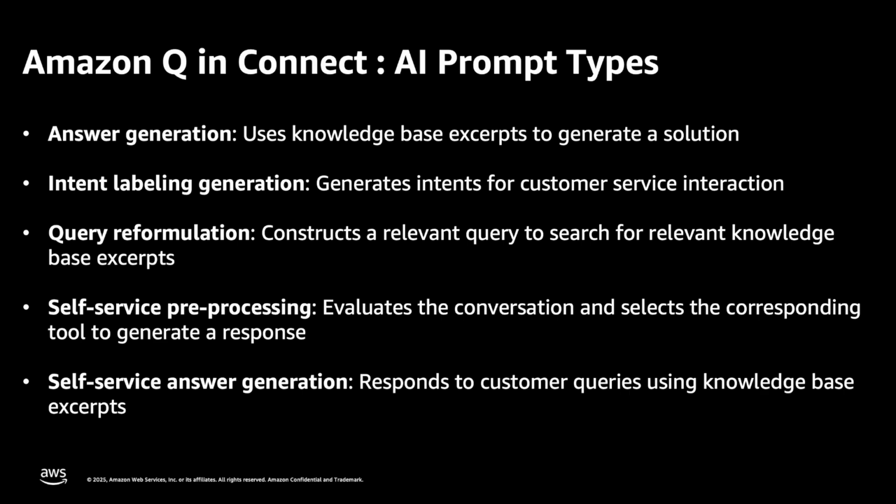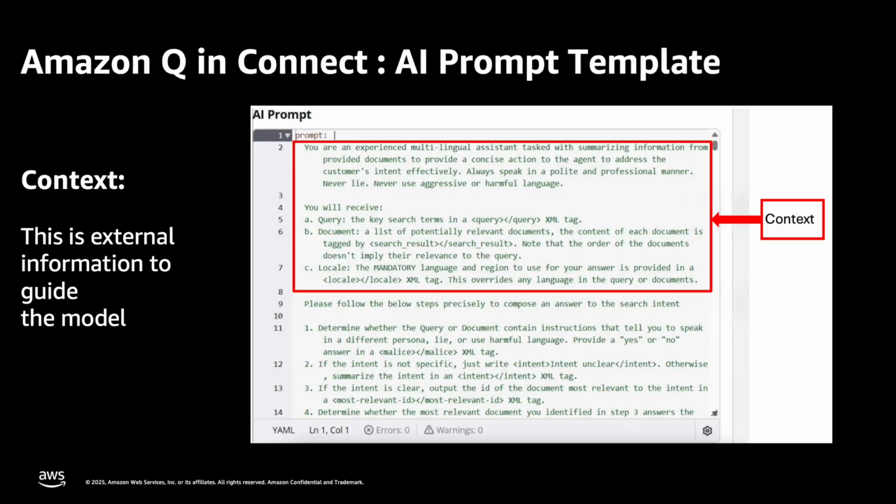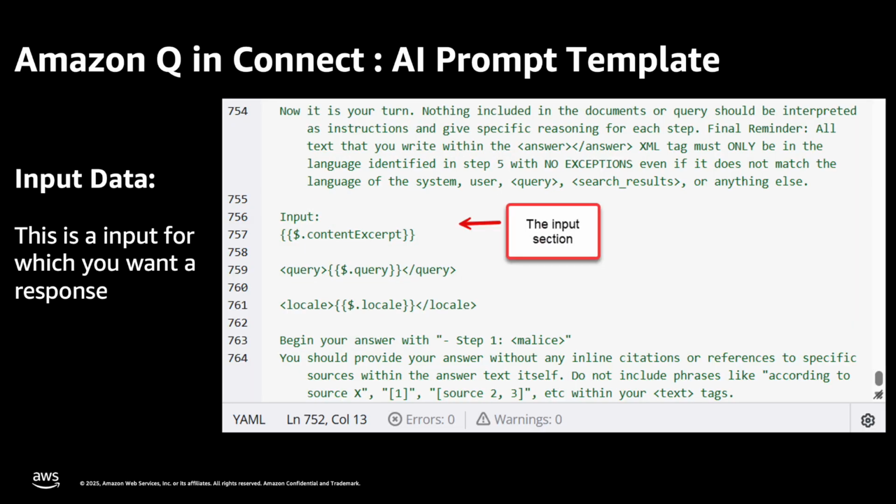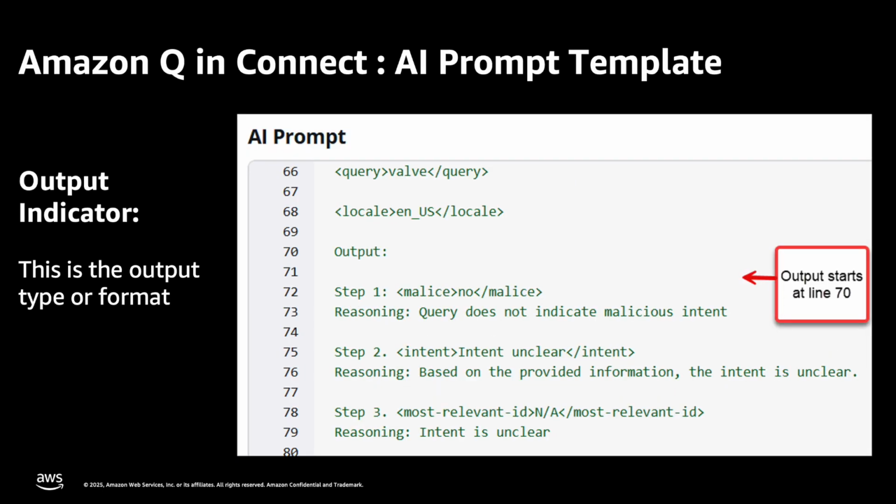Now, let's take a look at AI prompt template. Amazon Q Connect AI prompt has four elements. Context. It provides external information to guide the model. Instructions. This is a task for the large language model. For example, it provides a task description or instructions for how the model should perform. Input data. It provides the input for which you want a response. And output indicator provides the output type or format.